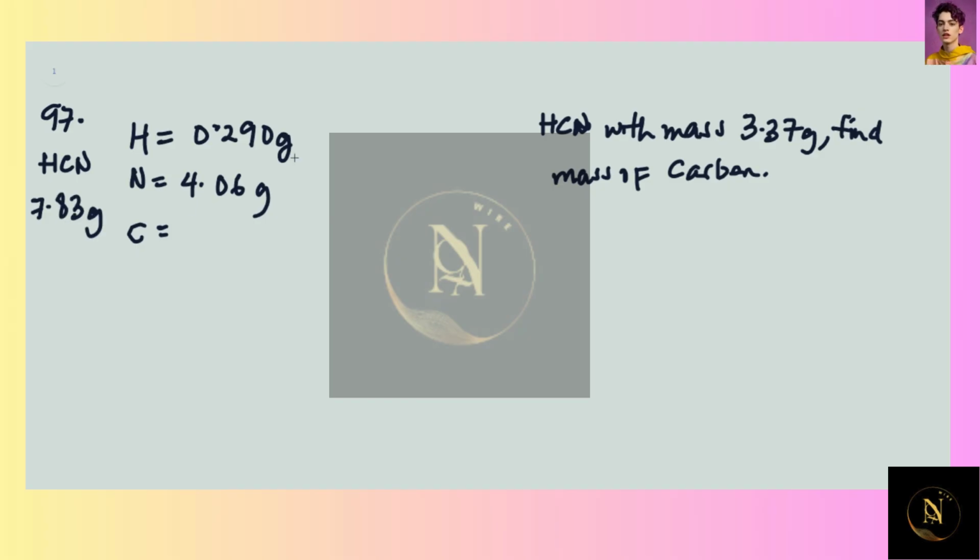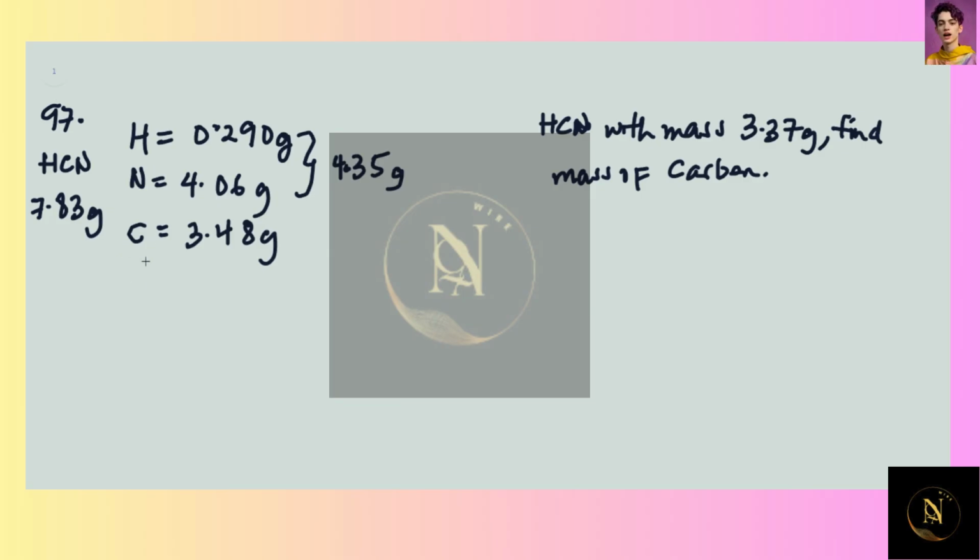7.83 grams. So all we have to do is subtract the sum of this from the total mass of this compound. So adding 4.06 and 0.29, we end up with 4.35 grams. So 7.83 grams minus 4.35 grams should give us the carbon. And this is going to give us 3.48 grams. So that's the mass of carbon we have.